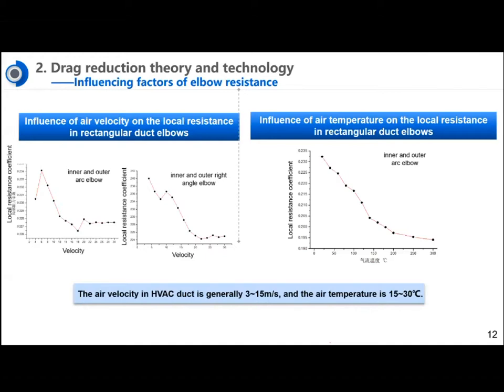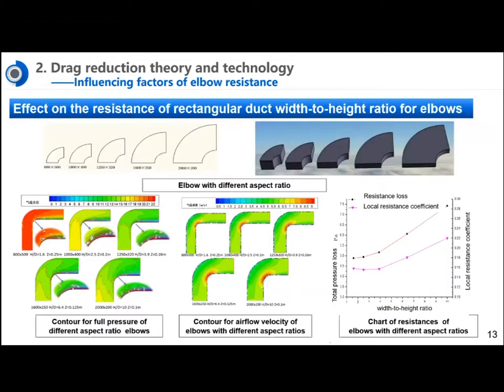Please pay attention. The air velocity in the duct in an HVAC, heating, ventilation, and air conditioning system, is generally 3 to 15 meters per second, and the air temperature is normally 15 to 30 degrees Celsius. And our team has studied drag reduction for many years, about 20 years.